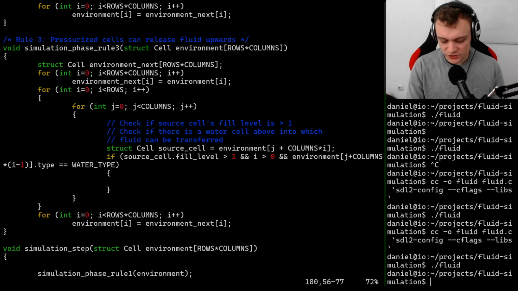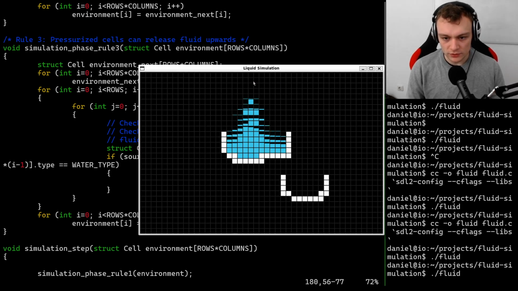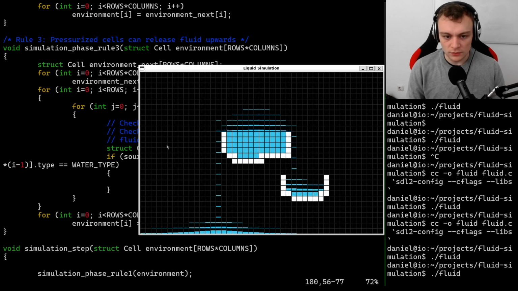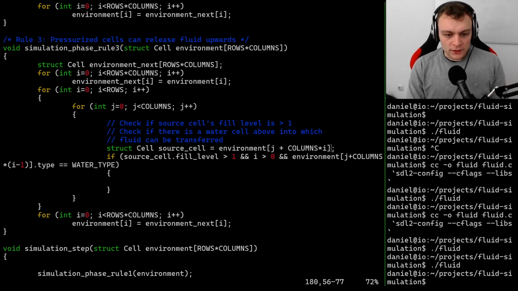Why did the simulation just look so weird? It looked like we did not make an improvement at all. We need overflow. No, here it looks okay. Interesting. But it was just stacking up. Huh, weird. Okay.